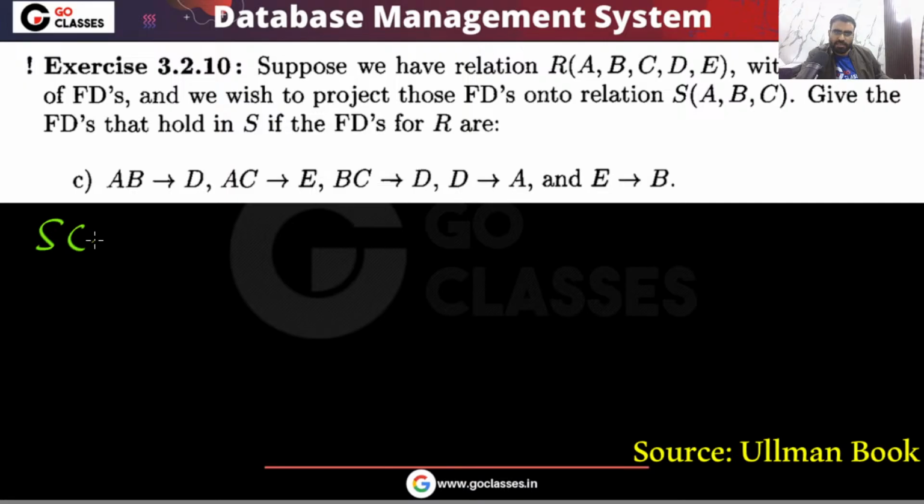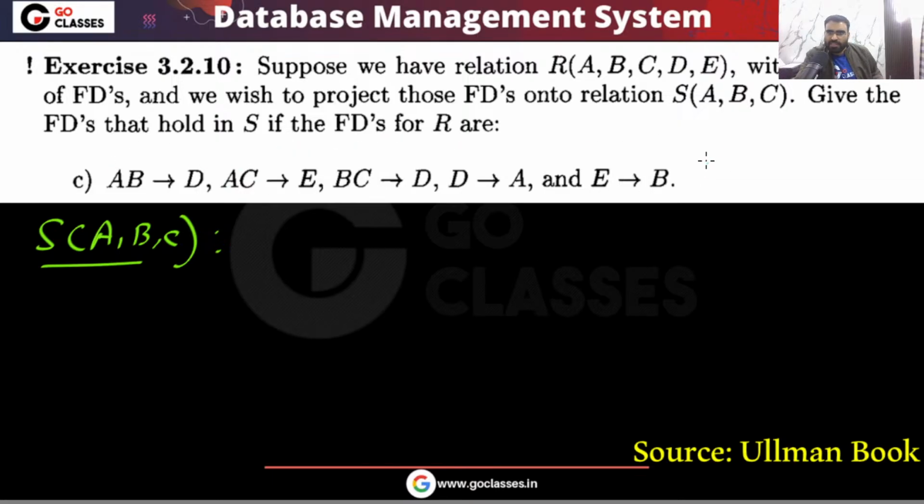Okay, so let's see. You can see this S has attributes A, B, C. Now, there is a step-by-step procedure. First, we will check if the LHS has a single attribute, which non-trivial functional dependencies we will get. So let's see what A can determine. Can A determine B or C? The answer is no, because if you find A closure, that will be A only.